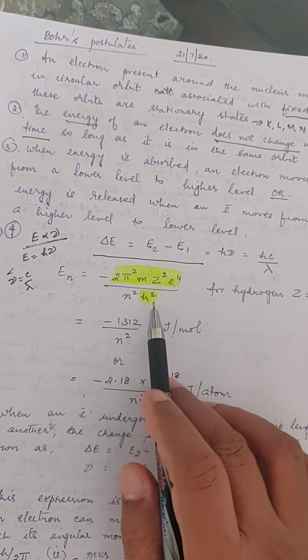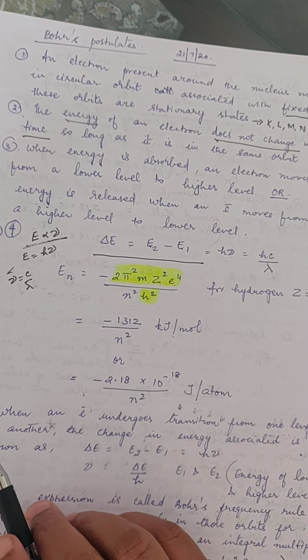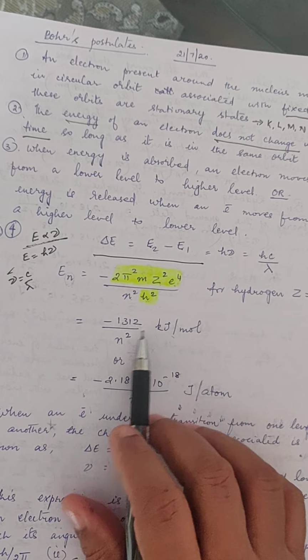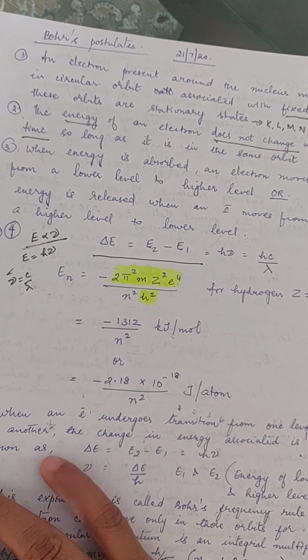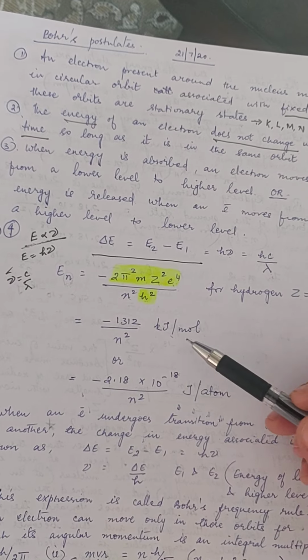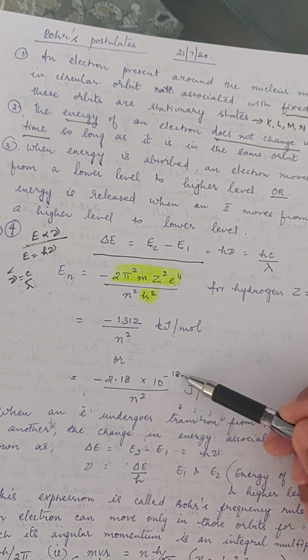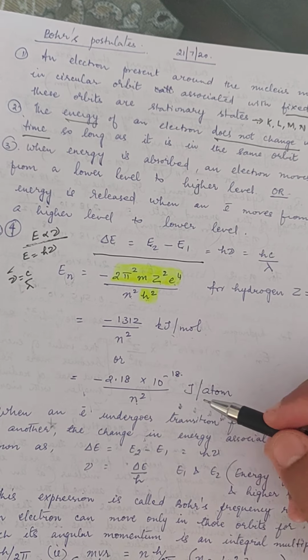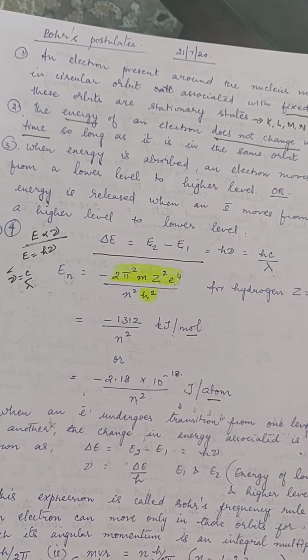So if you put all the constant values, you get the formula, that is minus 1312 upon n square kilojoule per mole. Now this can also be written as minus 2.18 into 10 power minus 18 upon n square joules per atom. This per mole has been converted to per atom.